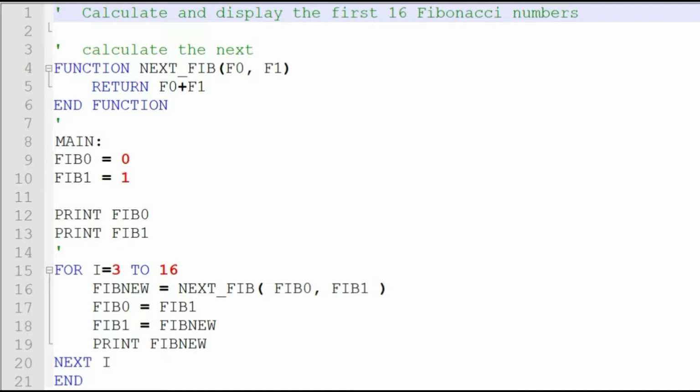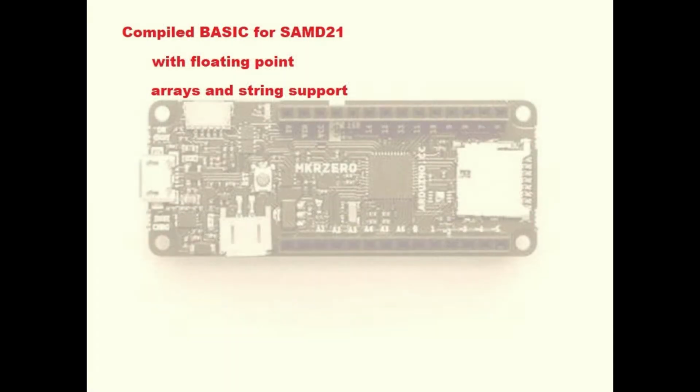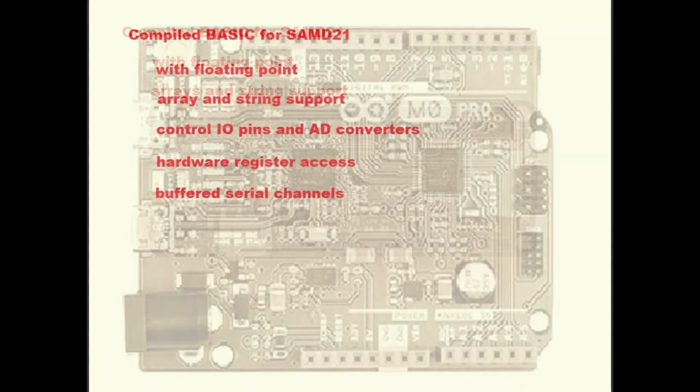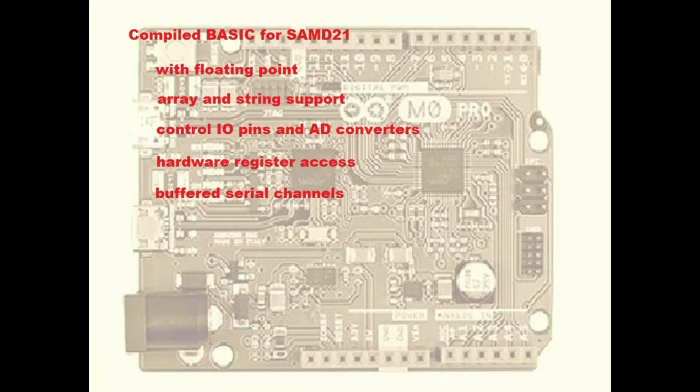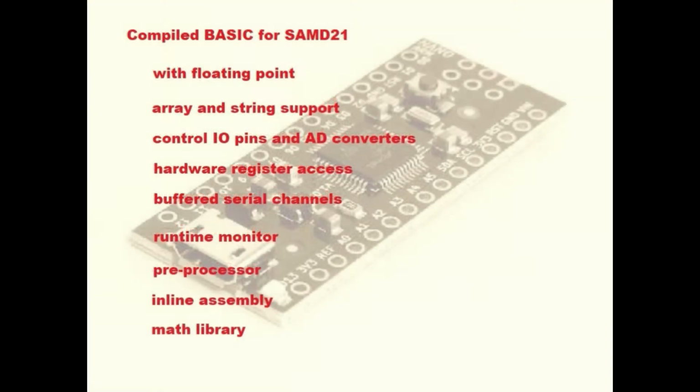languages in use today. So for this Kickstarter, we are going to port our compiled BASIC to the SAMD21, which is used by many of the Arduino Zeros. That BASIC includes support for floating point, arrays, and strings. With it, you can control I/O pins, A to D converters, have direct hardware register access, and buffered serial channels. In addition, there's a runtime monitor for debugging, a preprocessor, inline assembly, and a math library.